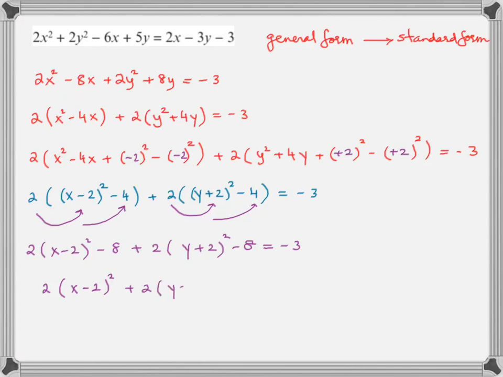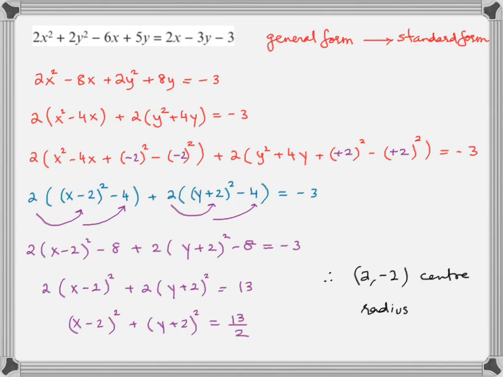Now this time, the two brackets are there. All the constants have been shifted to the other side. And this is the equation of a circle. What is h? 2. What is k? Minus 2. What is the radius of the circle? That is square root of 13 over 2.